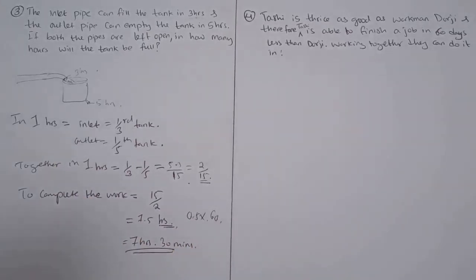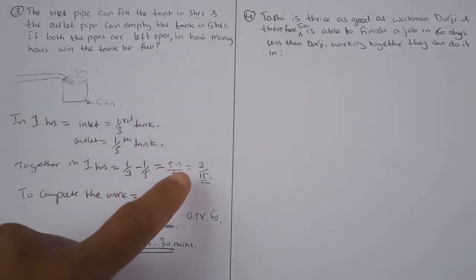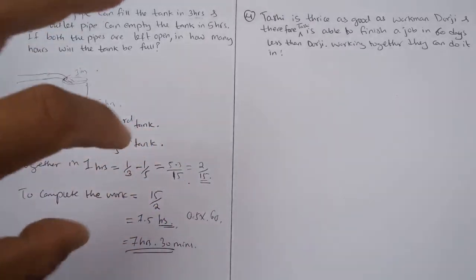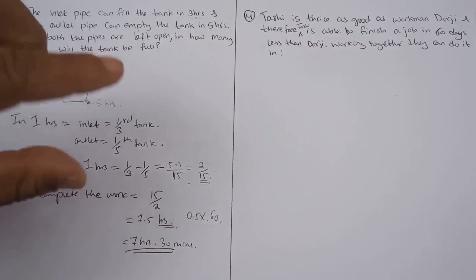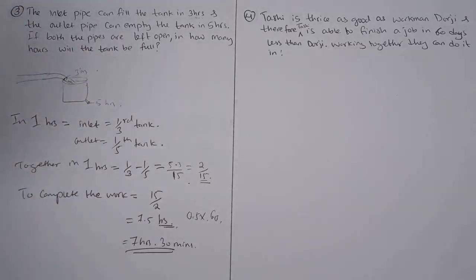So how did we do this? First we find the work done in 1 hour. Then, to get the total time to complete the work, we take the reciprocal. The reciprocal of the work done in 1 hour gives the time to complete the work, and we get this much.